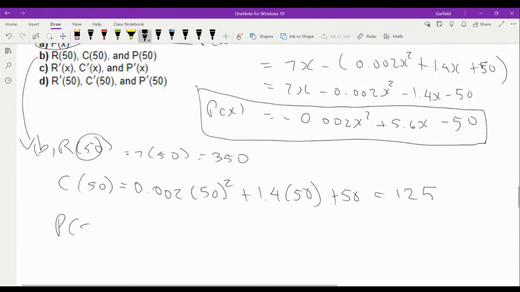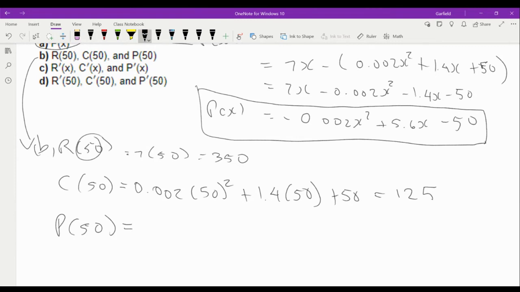Now we're going to find a profit of 50. How can we do this? What can we do? Plug it into the P of X. Very good. I agree with that.